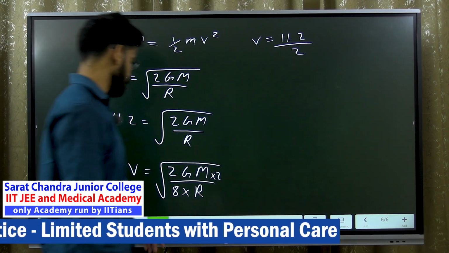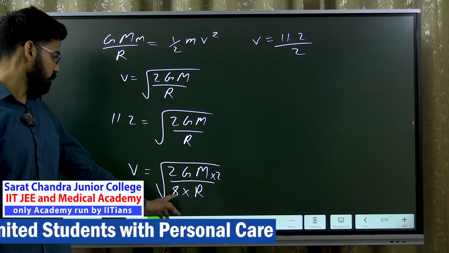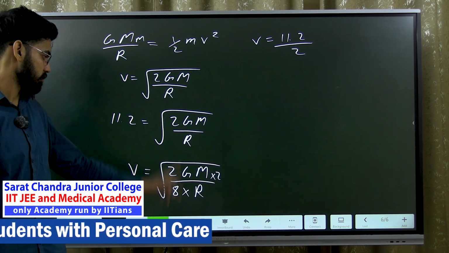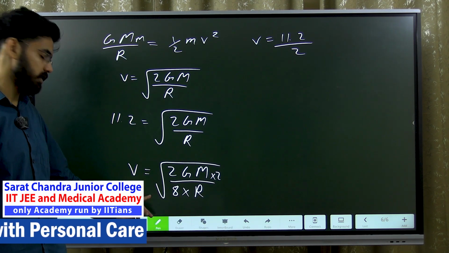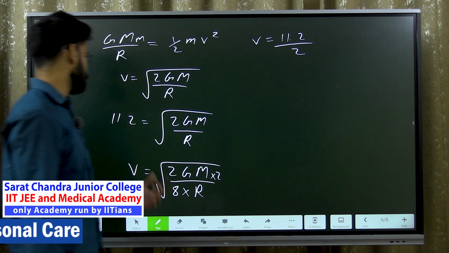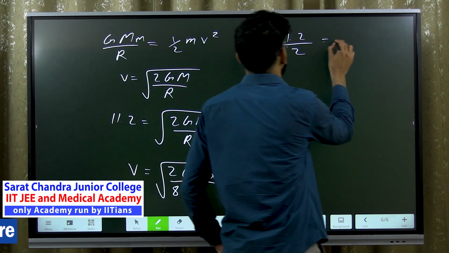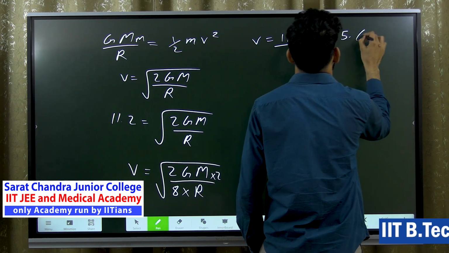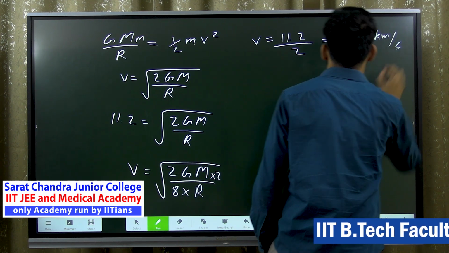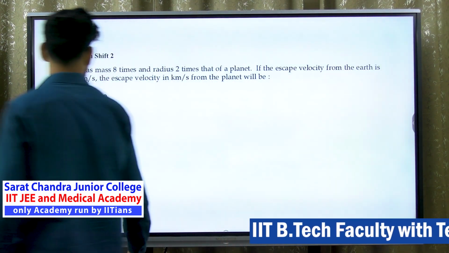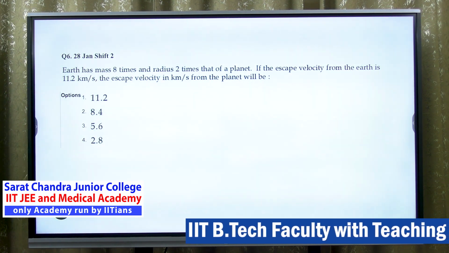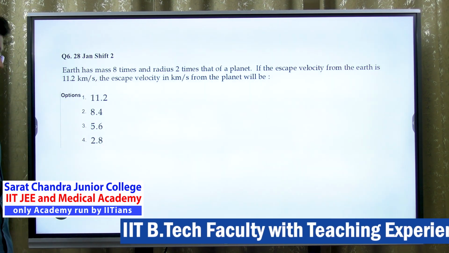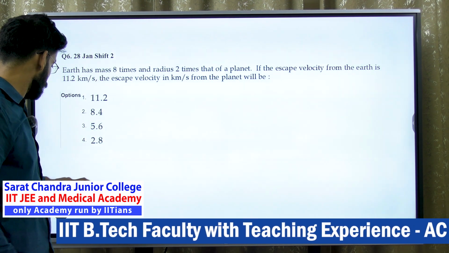If you divide both of them, you will get, here there is one more factor of 4 coming, right? Greater than this. So outside it will be 1 by 2, right? So it is 1 by 2 of 11.2. So that is how much? 5.6 kilometer per second. Okay, so 5.6 kilometer per second. So this is the third option. Okay, that's your answer. Understood?